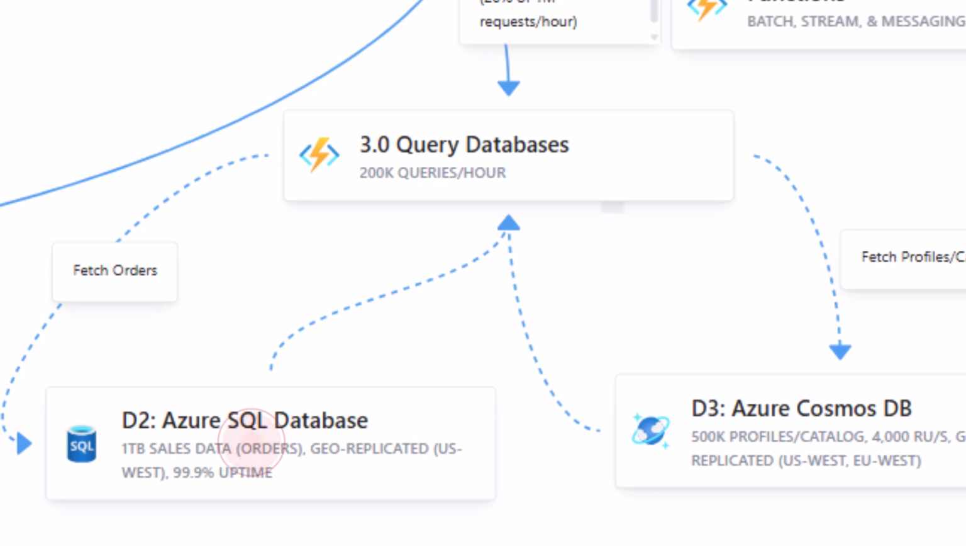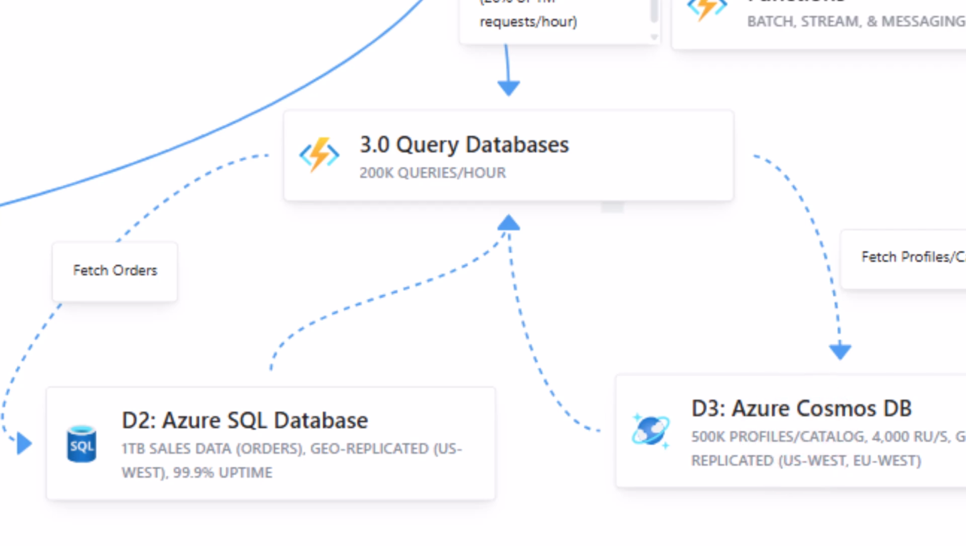The Azure SQL Database, labeled Azure SQL Database, stores 1 terabyte of sales data, including 10 million order records, and is geo-replicated to US West to ensure 99.9% uptime. The flow to SQL is labeled Fetch Orders. Next, Cosmos DB, labeled Azure Cosmos DB, stores 500,000 customer profiles and catalog data, with a throughput of 4,000 request units per second, geo-replicated across US West and EU West for GDPR compliance.